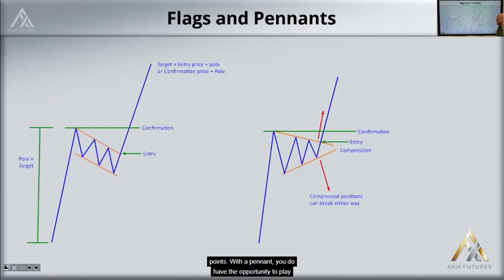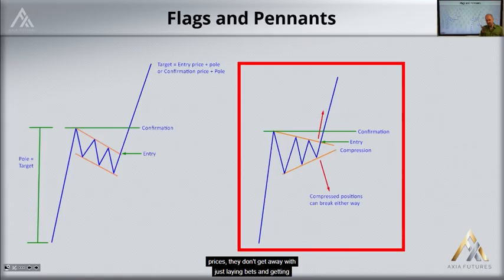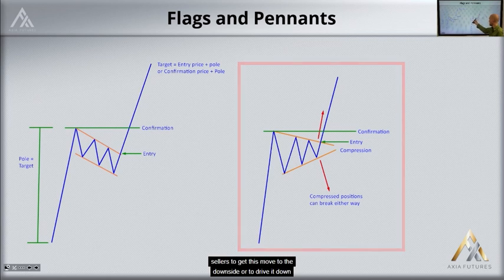With a pennant, you do have the opportunity to play this in either direction, because what a pennant does is it compresses positions. It forces buyers to pay higher prices. They don't get away with just laying bids and getting filled as the market pulls back. Instead, buyers have to keep on pushing their bids higher because there aren't enough sellers to get this move to the downside or to drive it down. Sellers are a little bit more passive.